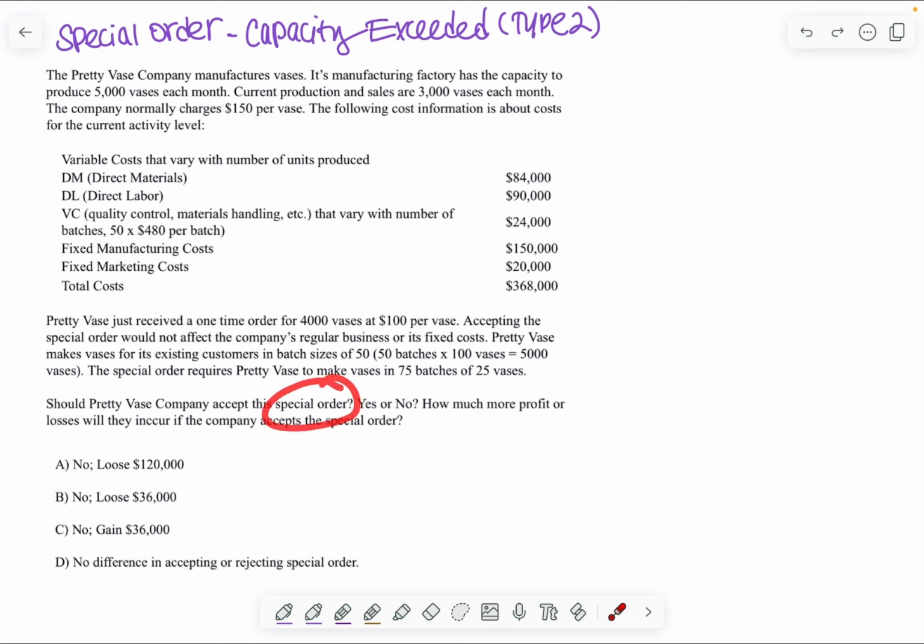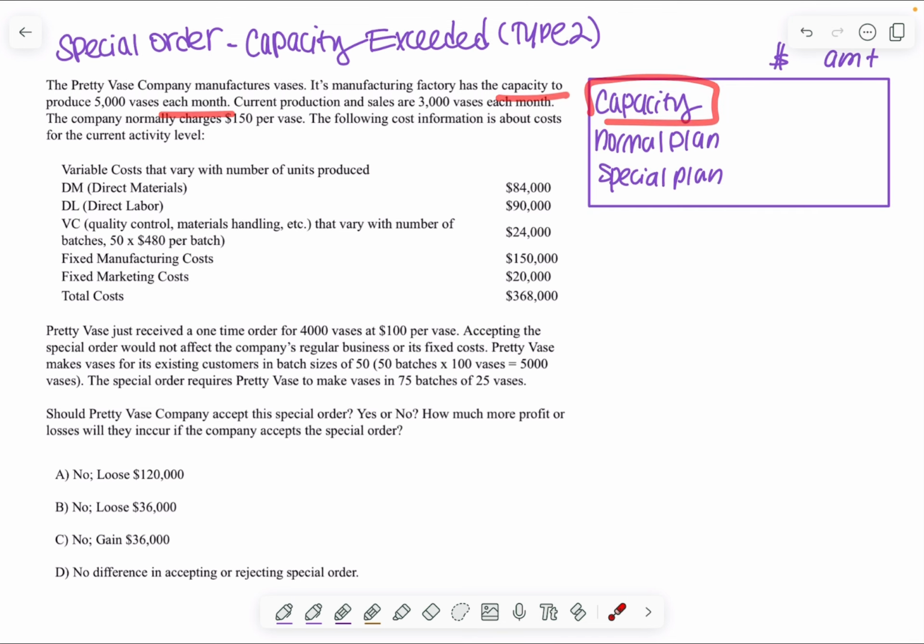Personally, I don't even read the problem. I just see special order and I go straight into the chart. We have the capacity to produce 5,000 vases each month. There's no dollar amount for capacity. Then what do we normally do? What's our normal plan? Well, normally we produce 3,000 vases each month and we sell them for $150 per vase. So we produce 3,000 vases and we sell them at $150 each.